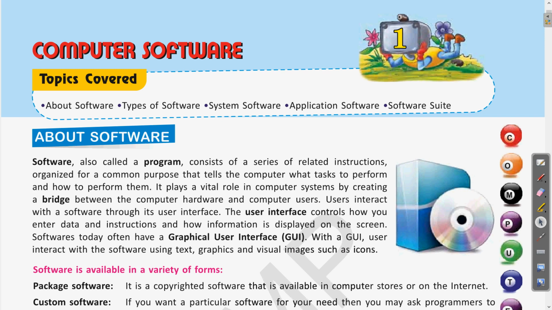We have discussed yesterday that it is of two types, GUI and CLI. GUI we have discussed. Today we will read about this in detail, what the two types, GUI and CLI, are.